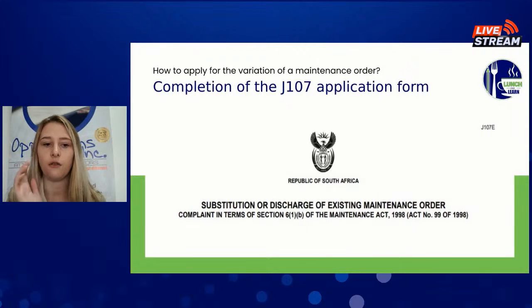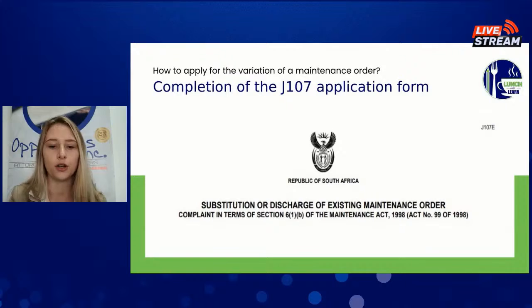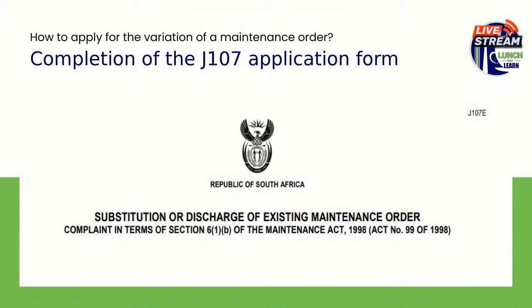Okay, so completion of the J107 application form. So we know this is what the form looks like. So it's a substitution or discharge of existing maintenance order. So this is the J107. This will become your best friend when applying for the variation of a maintenance order. You will use this form.